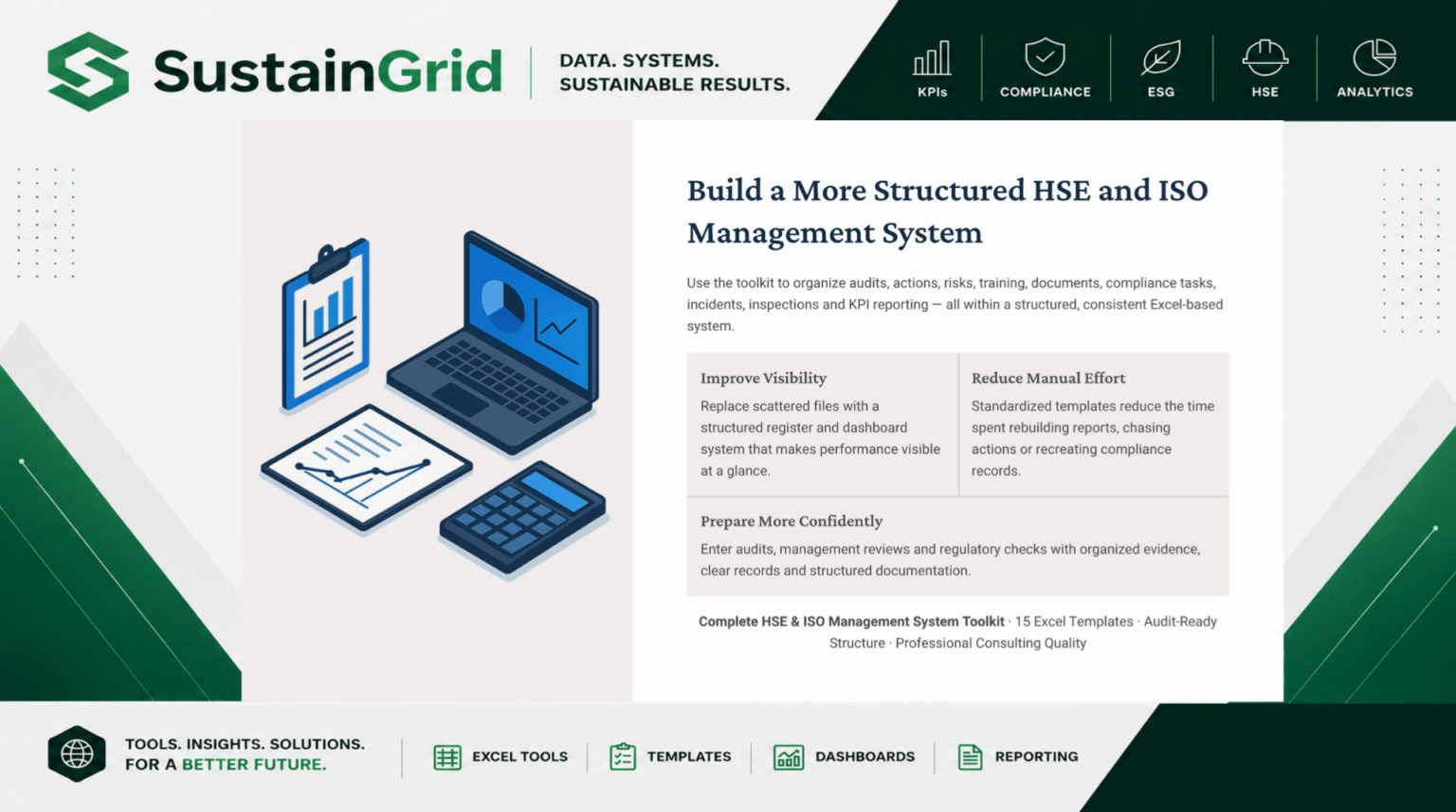A structured HSE and ISO management system helps teams improve visibility, reduce manual effort, and prepare more confidently for audits, reviews, and reporting. This toolkit provides a practical Excel-based foundation for organizing audits, actions, risks, training, documents, compliance tasks, incidents, inspections, and KPI reporting. Instead of managing these topics in scattered files, teams can work with one consistent template system.